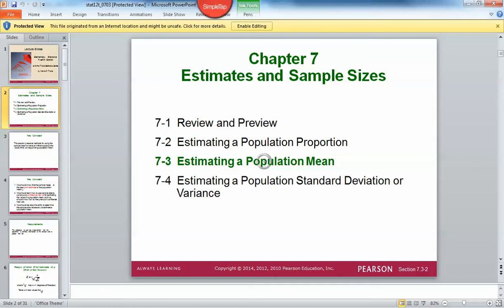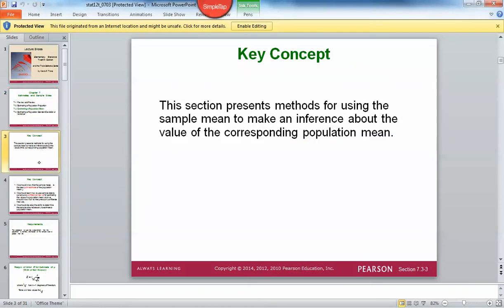Alright, so estimating a population mean. When estimating a population mean, that's going to be a different type of distribution, so we're going to have to use a different table. We have to use a t distribution or a student t distribution to estimate a population mean. Alright.